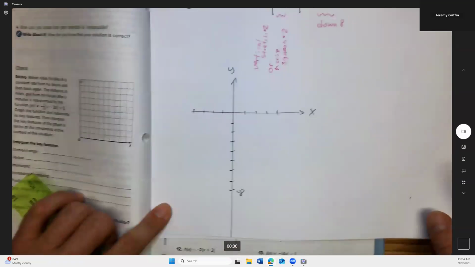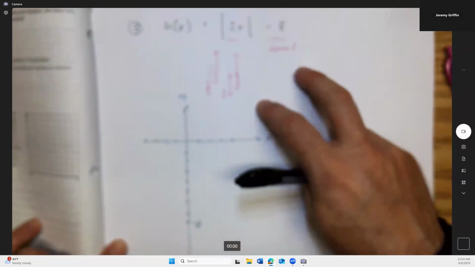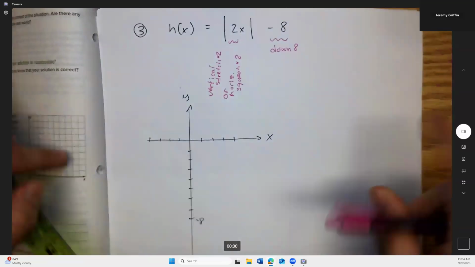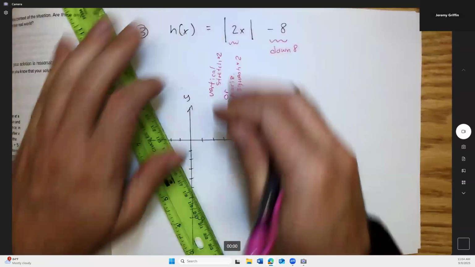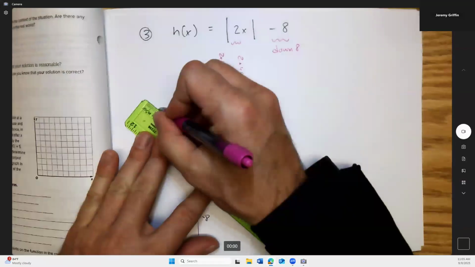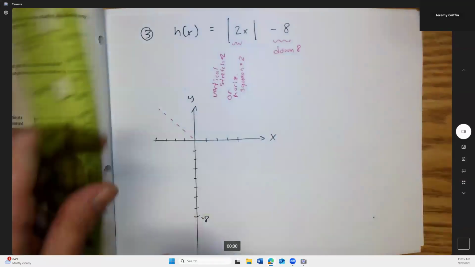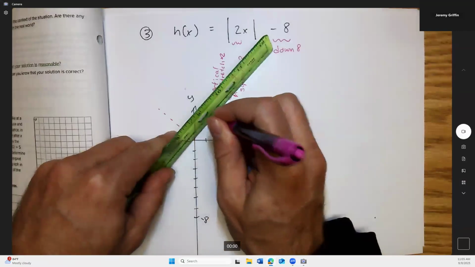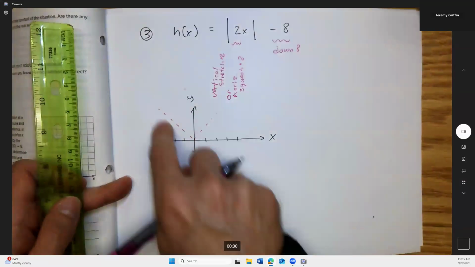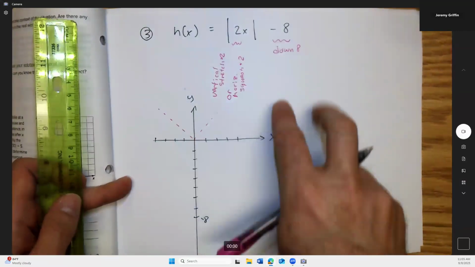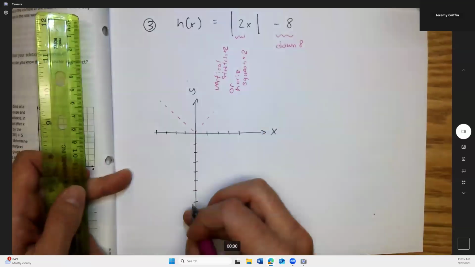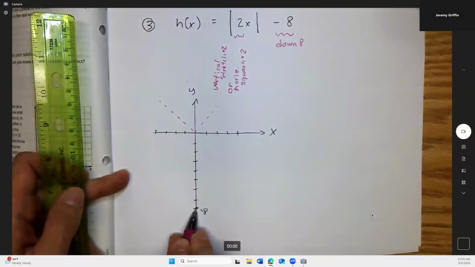All right, so it's based on the transformations that I just wrote in pink. My current function is absolute value of x. I'll dash that off just for reference. So this isn't the answer, but you guys know absolute value of x is that classic V right there. From there, if I shift it down 8, that pulls the vertex down to 0, -8.